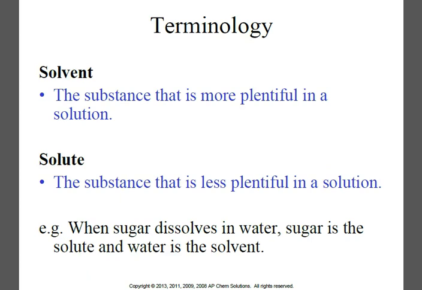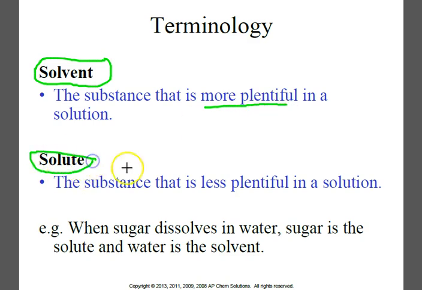All right, in a solution, you have both a solvent and a solute. So these are important vocabulary terms. The solvent is the one that is more plentiful. The solute is the one that is less plentiful. Now, most of the time, our solvent, if we're dealing with liquid solutions, is going to be water. It is a very common solvent. And then your solute is just whatever you have less of.